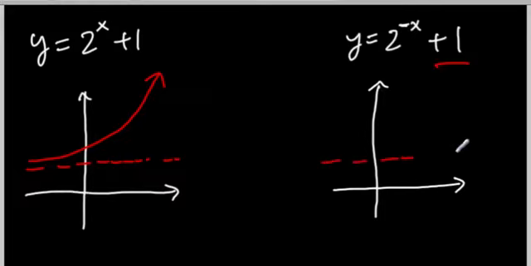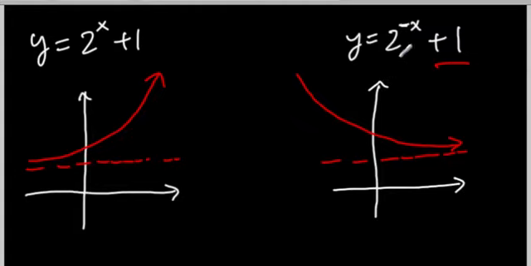So draw the asymptote there, okay? And because it's a reflection, it's really just a reflection of this across the y-axis, so it will look like that. So really this ends up being exponential decay.